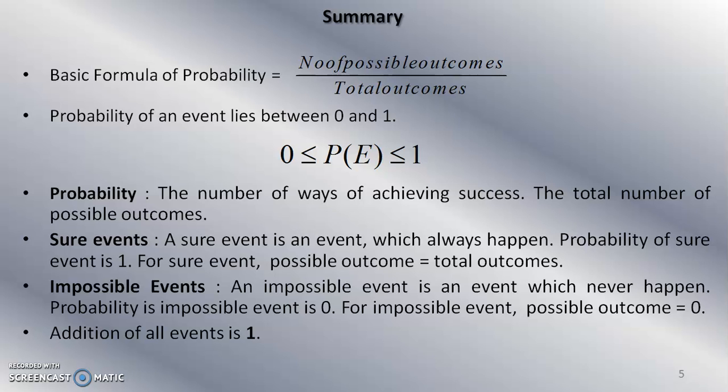Probability of an impossible event is 0. Over here I should write "of", but I made a mistake, right? For an impossible event, possible outcome equals 0. Got it? Possible outcome is 0 because it won't happen at any time. Now last, the addition of all events is 1. Addition of all events is 1. Got it?